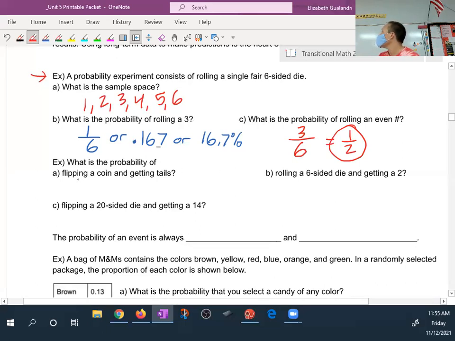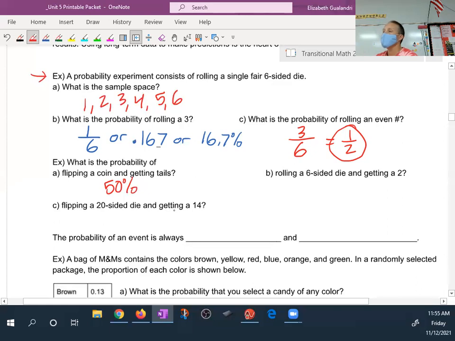Okay, so moving on, flipping a coin. When you flip a coin, think about just a regular coin. You have either heads or tails. So that's your sample space. So flipping a coin and getting a tails, what's the probability that that happens? 50%, right? You just have a 1 out of 2 chance. You can do it either way. You can say 50%. You can say 1 out of 2, whatever you want to do there.